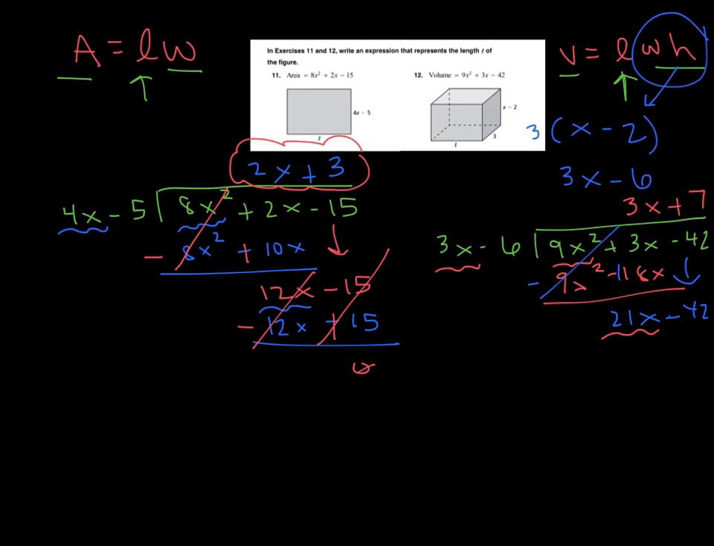7 times negative 6 is negative 42. 7 times 3x is 21x. And then I need to distribute the negative. Those cancel and those cancel, which tells me that my length must be 3x plus 7. So that's going to give me L.